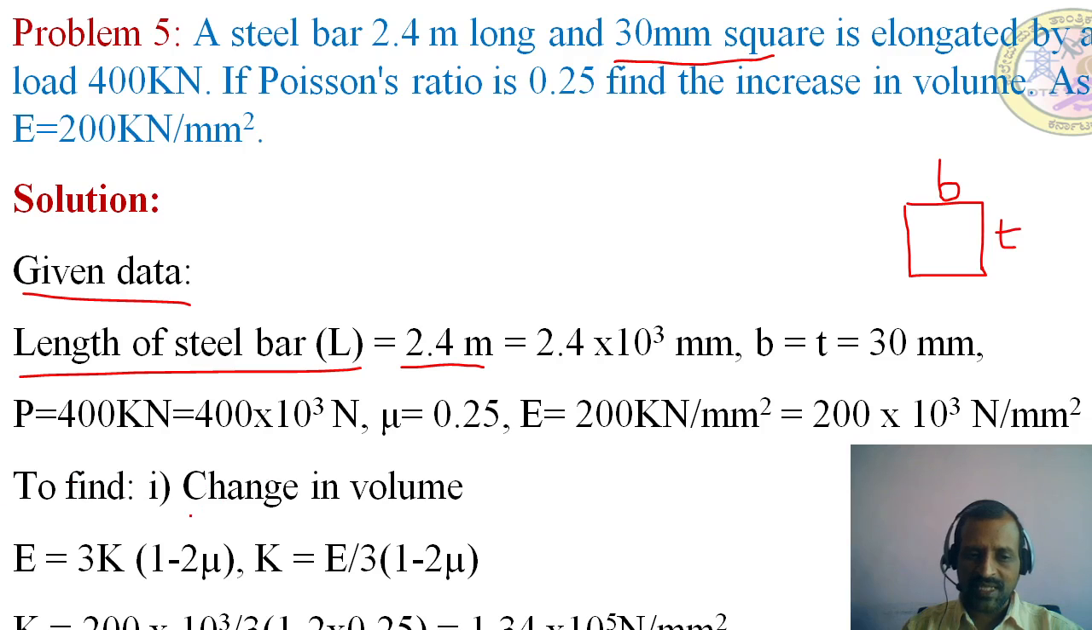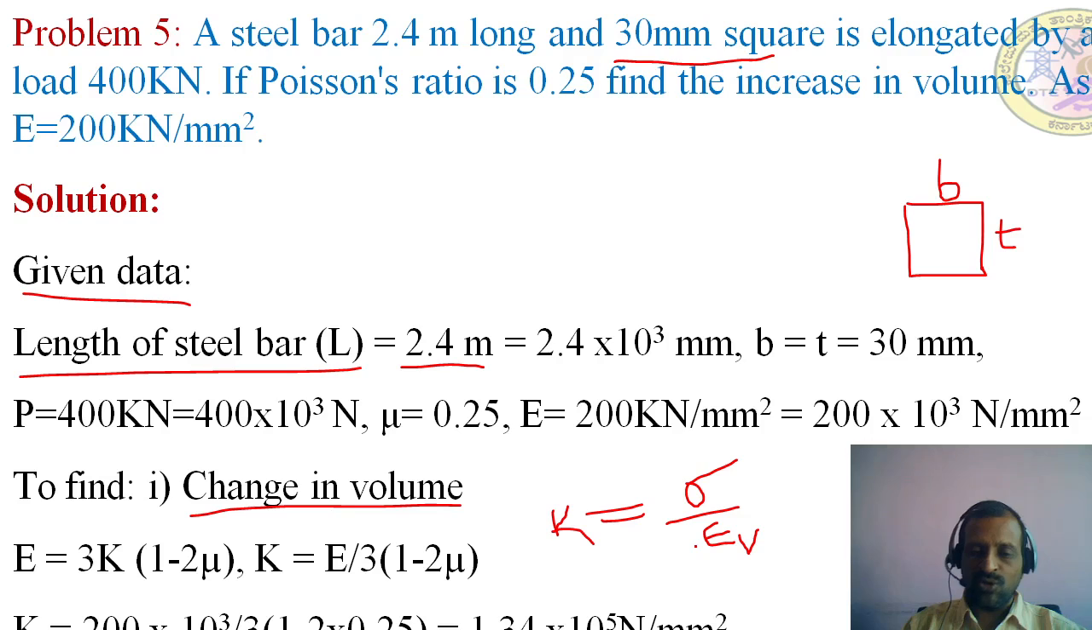To find the change in the volume, what do you need to find out first, right? First you think of the formula, which formula you need to use. If I write the formula, see, now the K, that is bulk modulus K, is equal to sigma divided by epsilon V. Epsilon V means the volumetric strain. So sigma and volumetric strain, right? You need to find out this volumetric strain.